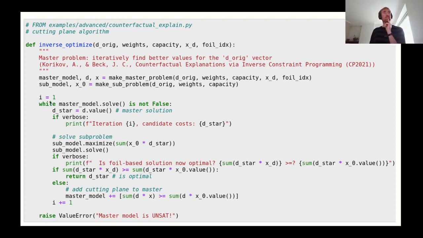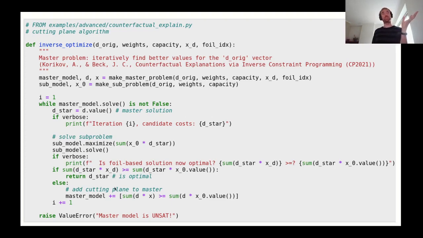All right. So how does this work? We solve the master problem and we get this new cost vector from it. We then say, okay, given this cost vector, find me now the best possible knapsack, and we solve it. And then we check whether this foil-based solution, so the solution that respects the user assignment, actually is the optimal one.